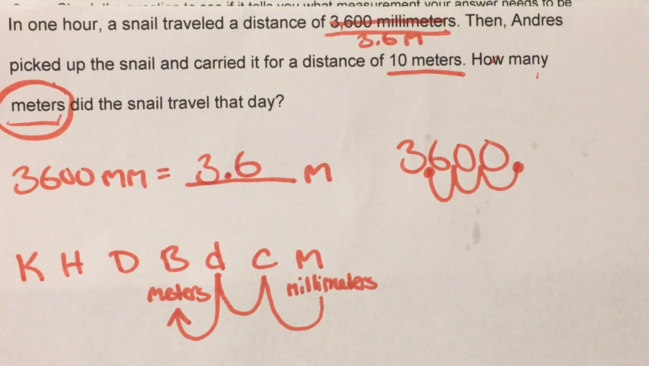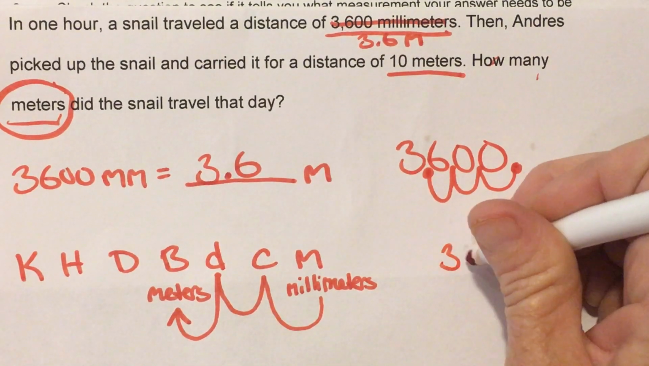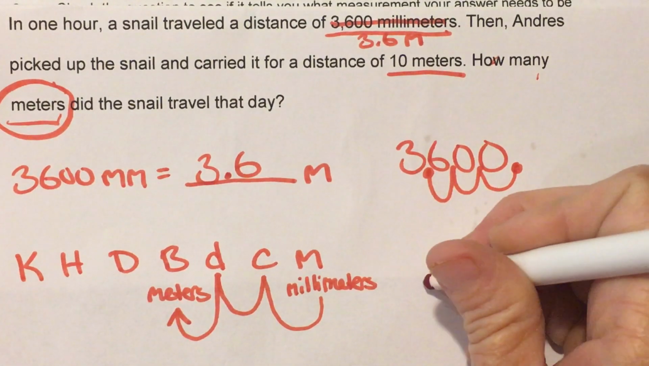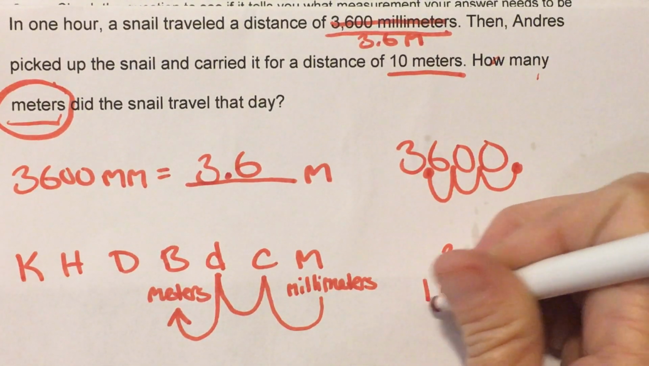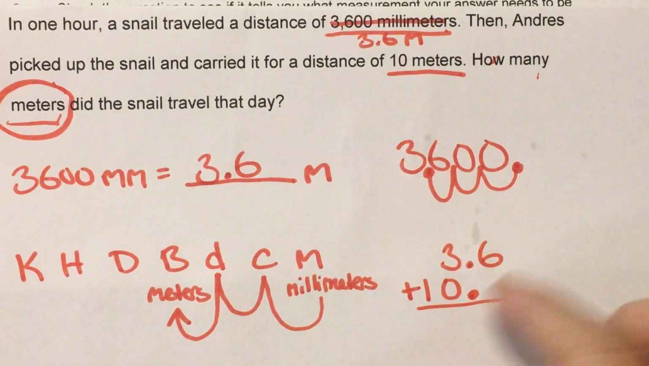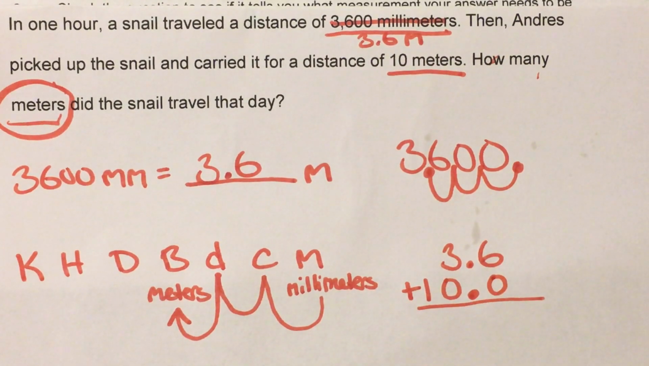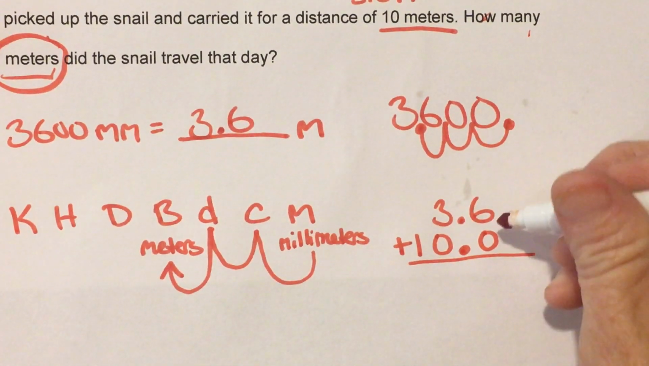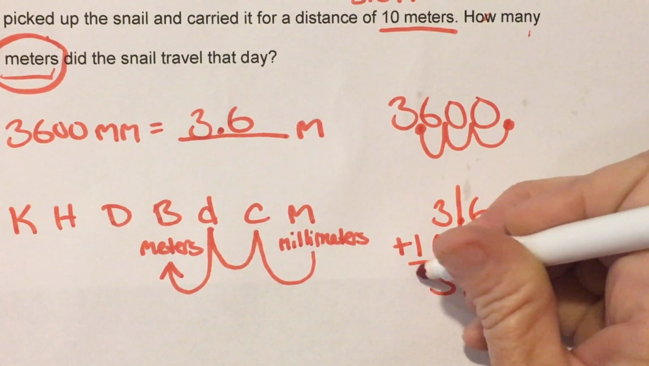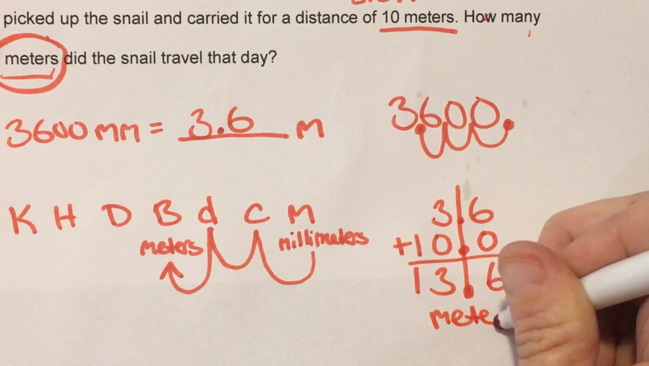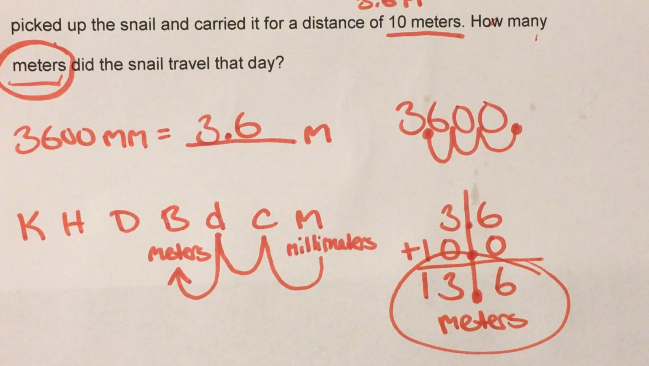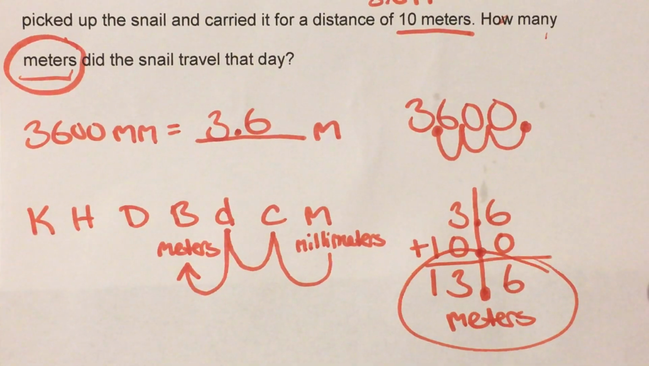Well, the snail actually traveled 3.6 meters, and then Andres picked him up for 10 meters. So I know I'm going to add them. Now when I add, I know I have to line up the decimal. So I'm going to change my 10 to 10.0. So I add, line up, and carry down my decimal. I am saying my snail traveled a total of 13.6 meters. Okay, let's try another one.